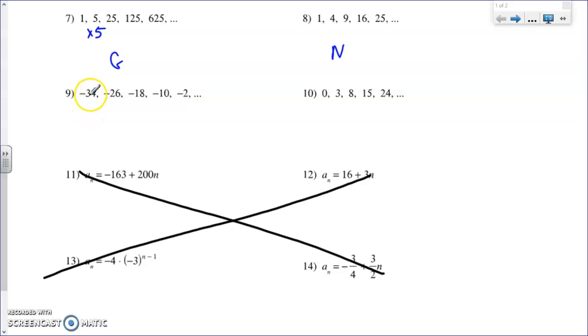All right, so from here to here, what do we do in here? How do I get from 34 to 26? I add 8, add 8, add 8. So it is arithmetic. Everybody good? Okay, the last one is what? Neither. Okay, so we'll continue on that, and then we'll do that on Thursday.